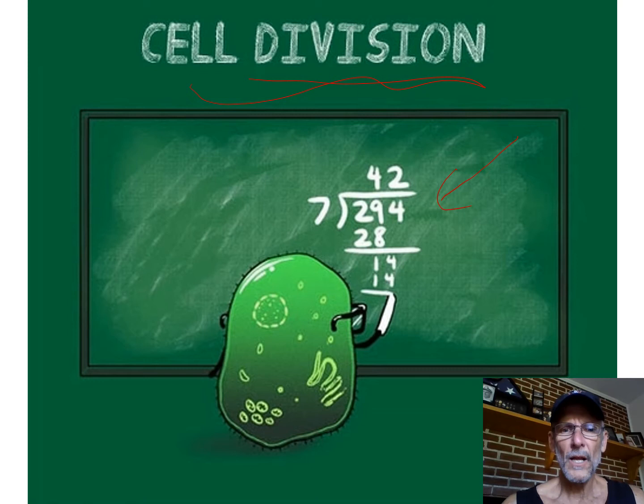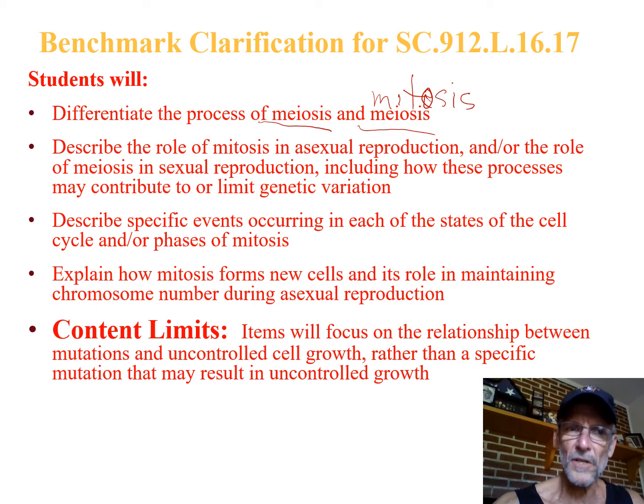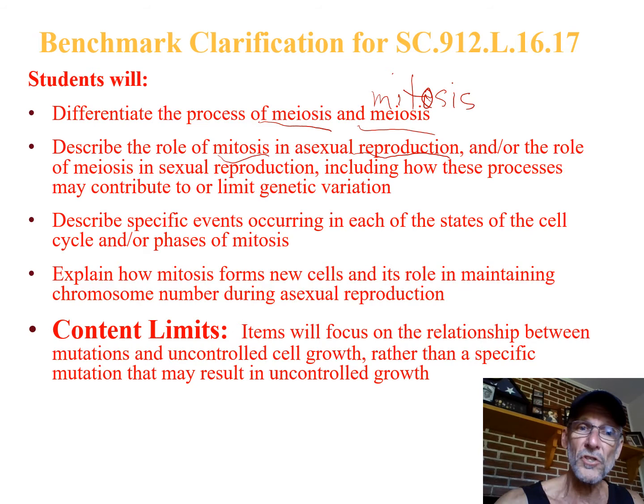So there's lots of compare and contrast in this unit, and what we're comparing and contrasting are two cell division processes. I just noticed this is straight out of the syllabus, but that should be mitosis right there, not meiosis and meiosis, because there's not much difference between meiosis and meiosis. So now that I've corrected that, we're going to talk about reproduction quite a bit, both involving mitosis and meiosis, and then genetic variation may make it happen or may limit it.